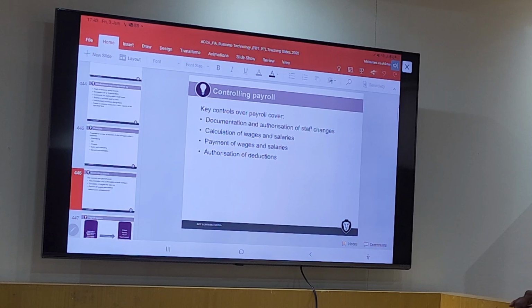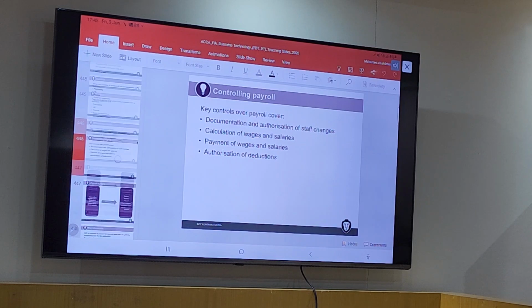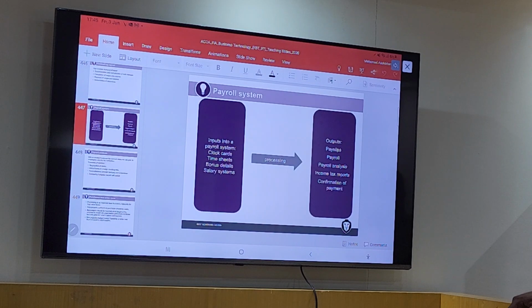So documentation and authorization of staff changes, calculation of wages and salaries, payment of wages and salaries, authorization of deductions. Inputs into a payroll system: clock cards, timesheets, bonus details, salary systems. Processing, output: pay slips, payroll analysis, income tax reports and confirmation of payment. Here again, please remember, it should involve more than one person. There should be internal check and there should be independence. One guy should not be doing everything.